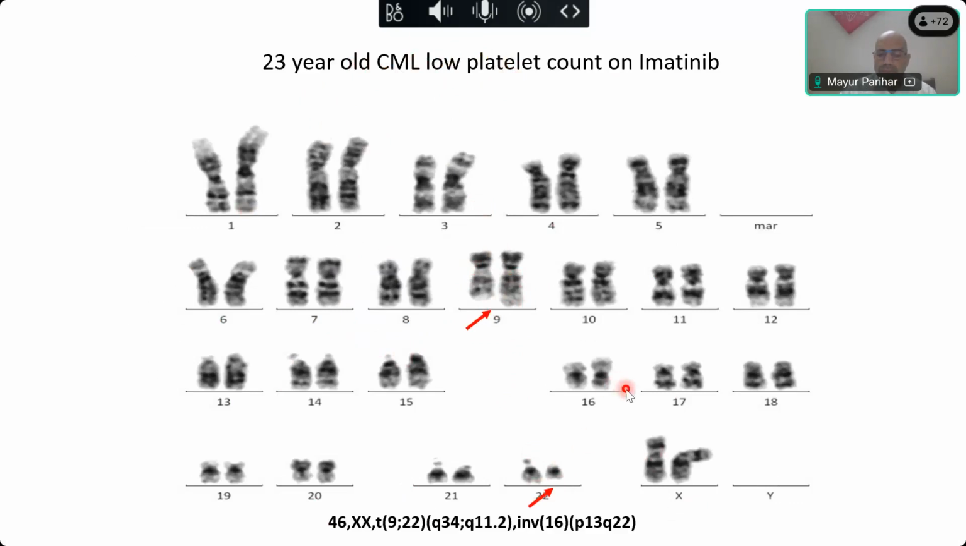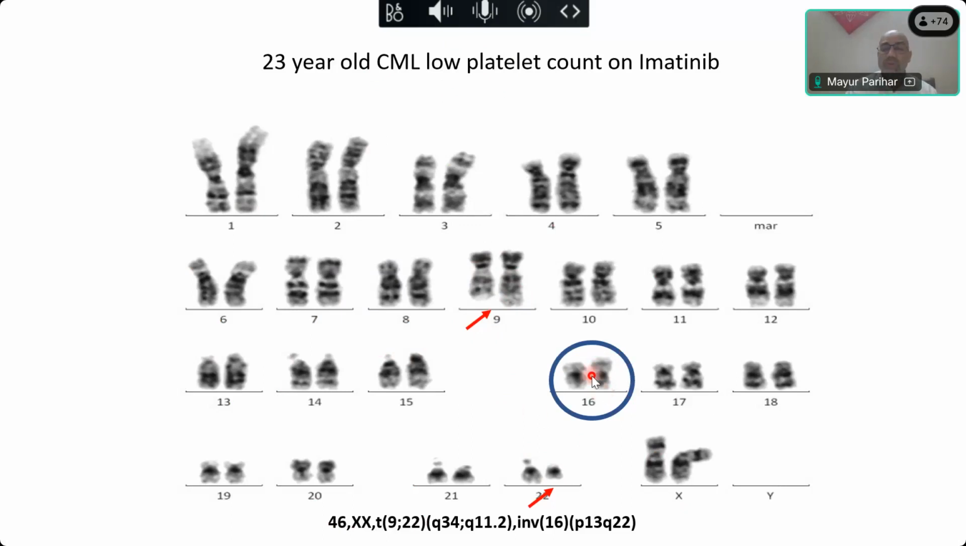What we also found was that this patient also had an inversion 16. So we called the doctor and said, hey, this patient also has an inversion 16. So there is a genetic evolution that has happened, and this patient still wasn't in a blast crisis, but would be going into a blast crisis. And we have identified an inversion 16.